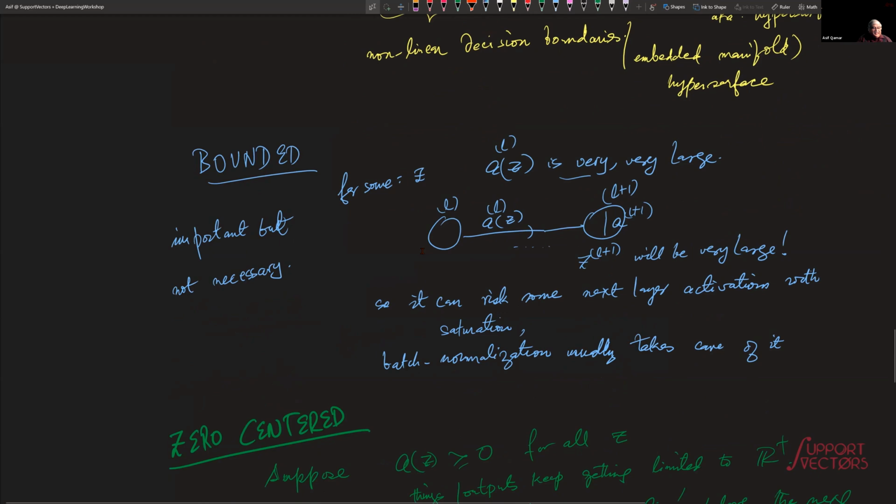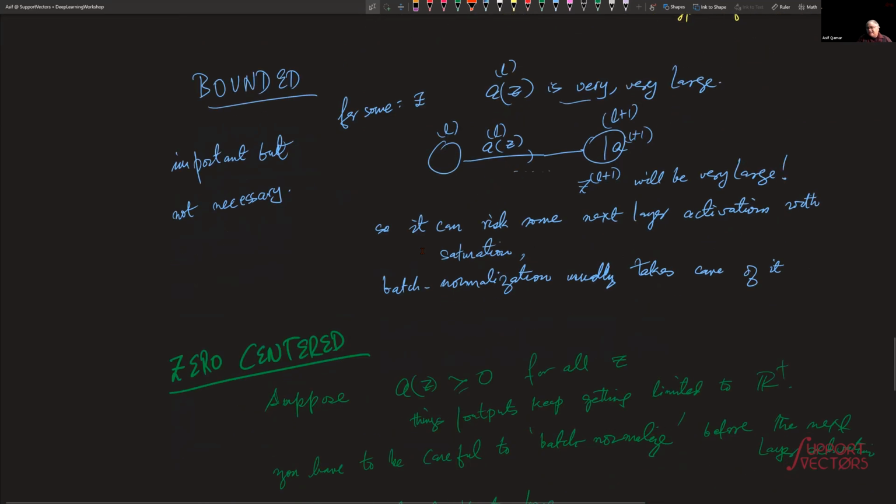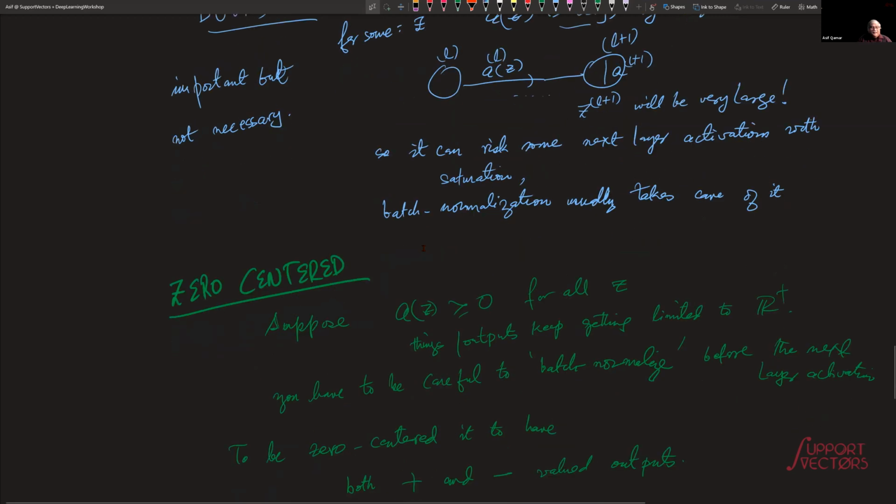Then come two properties which are good to have. Boundedness says that the value should not just keep on getting large, because then it puts the next layer into trouble, because with very high activations, a set of things can happen. If you're using a sigmoid or something like that in the next layer, it will just saturate. This is not a big problem these days because batch normalization solves the problem. So we don't put too much emphasis on boundedness. But nonetheless, if an activation function comes with boundedness built in, it's a good property.